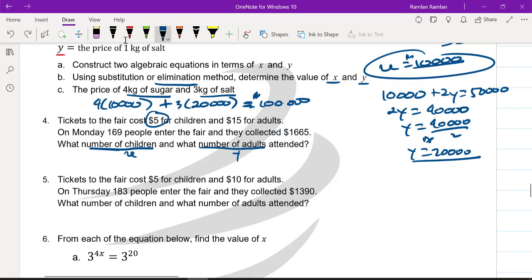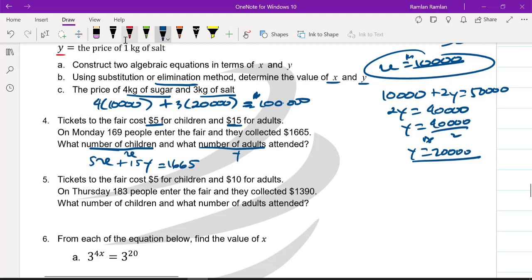Since one ticket for a child is $5, if x children go to that fair, then the total money collected from the children is $5 multiplied by the number of children, right? So that'll be 5x. And the same thing with the adults. We have $15 for one adult, so if y adults attended the fair, there'll be plus 15y, right? And this is connected to 1665. There you go, we have one equation.